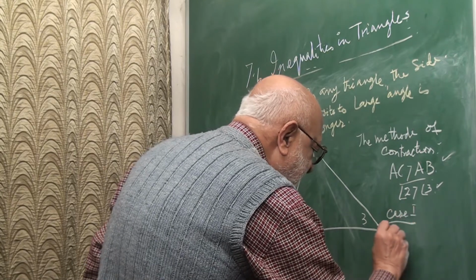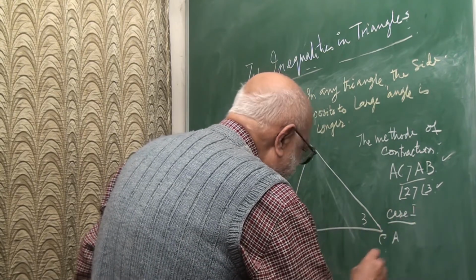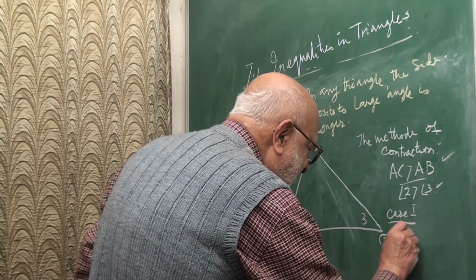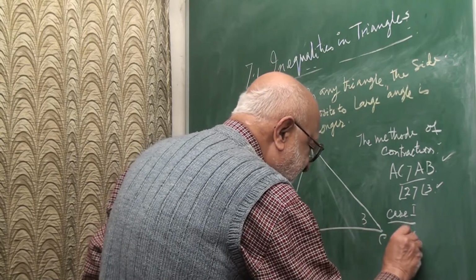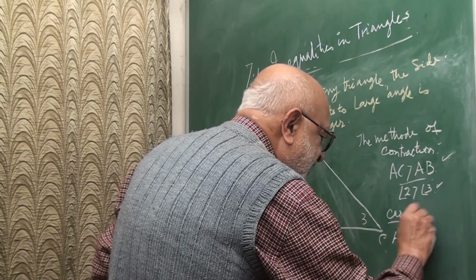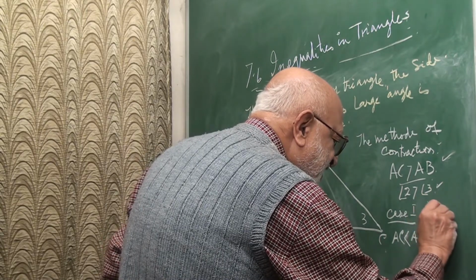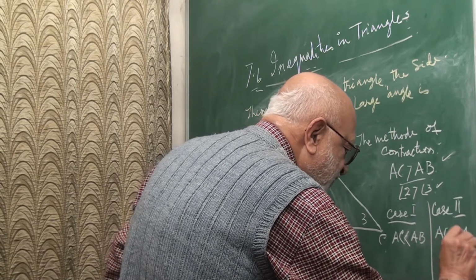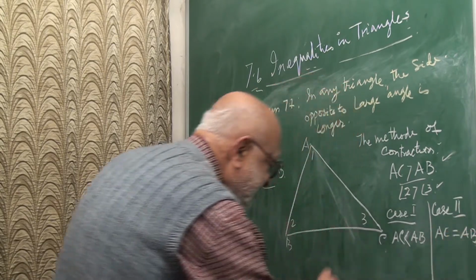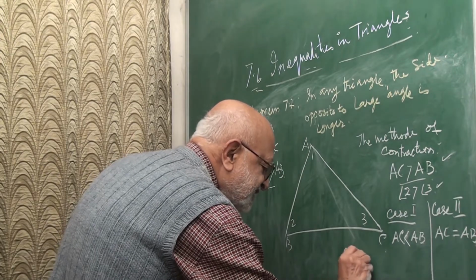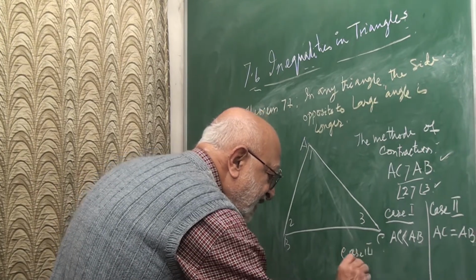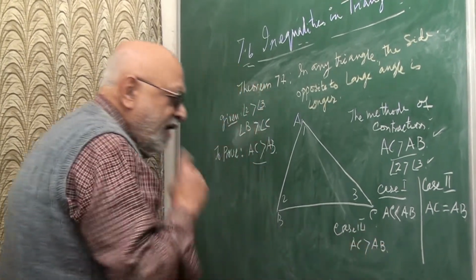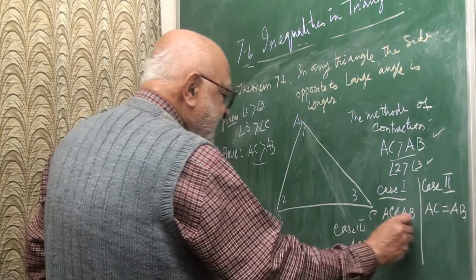What is possible? Case 1: AC is less than AB. Okay, this is one. Case 2: AC is equal to AB. And I will take case 3 here. Case 3 would be AC is greater than AB.